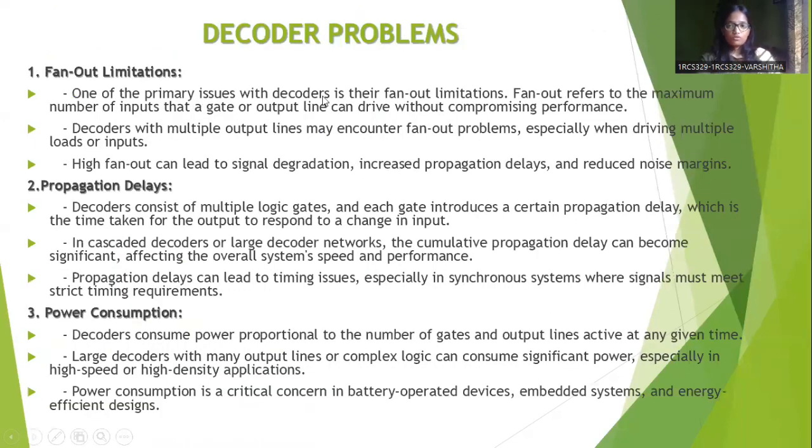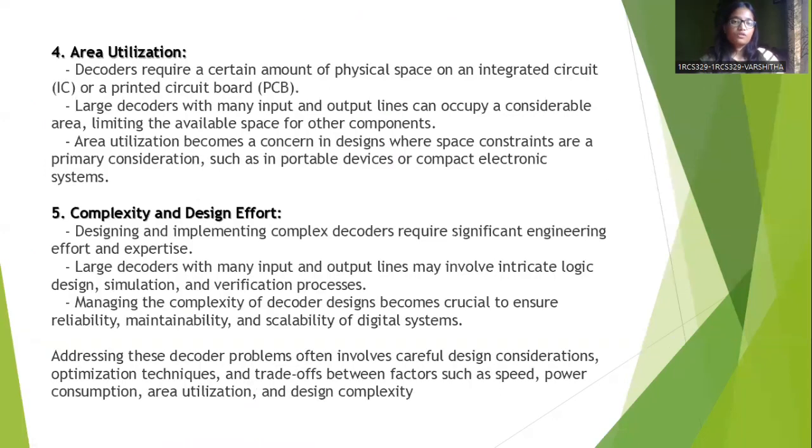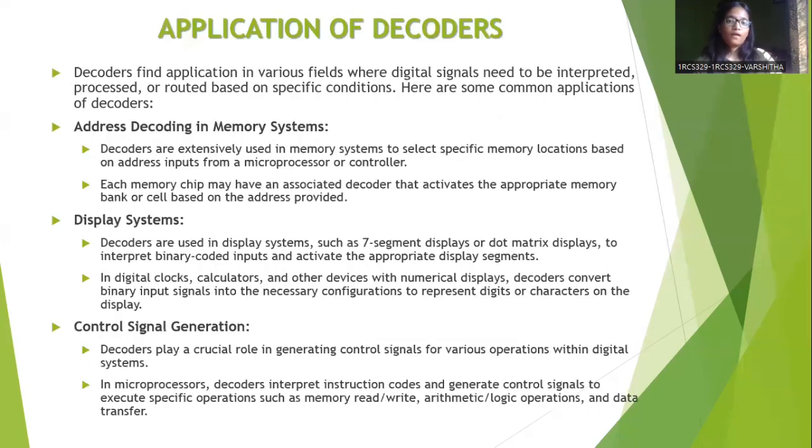Let's discuss the problems of decoders: fan out limitation, propagation delays, power consumption, area utilization, complexity, and design effects. These are the problems faced by using decoders. Addressing these problems often involves careful design considerations, optimization techniques, and trade-offs between factors such as speed, power consumption, area utilization, and design complexity.